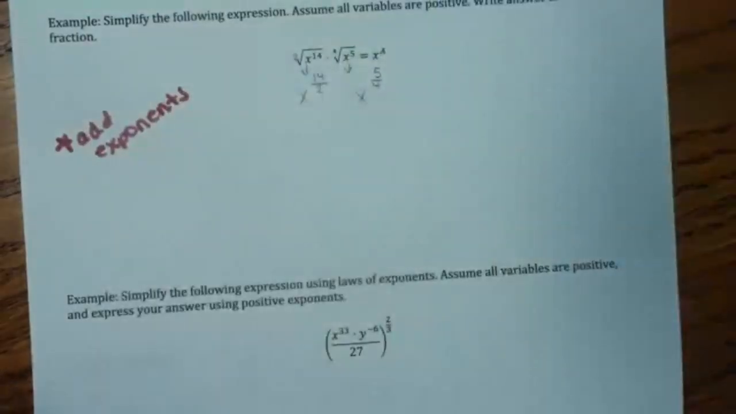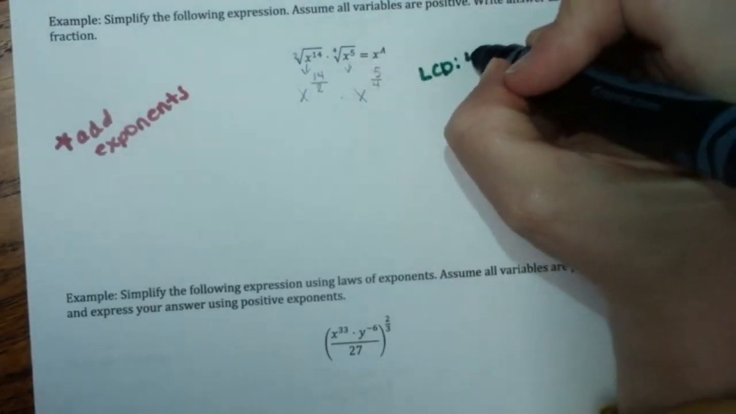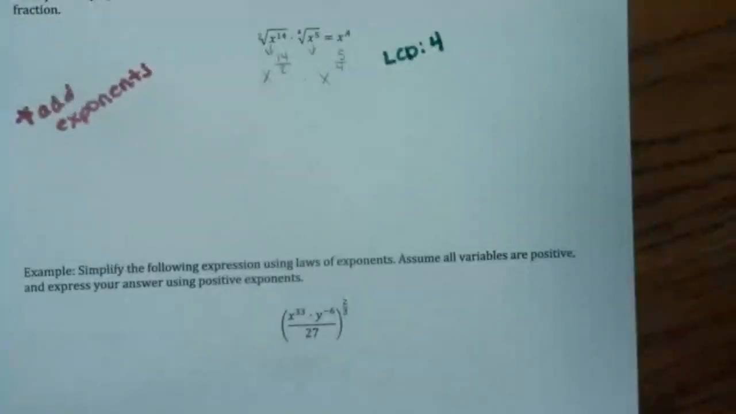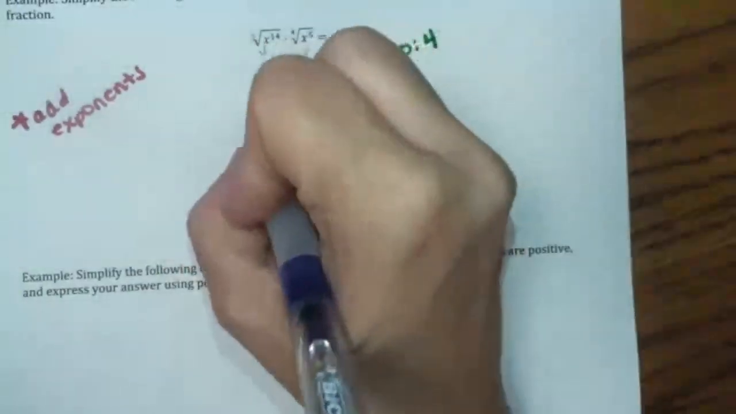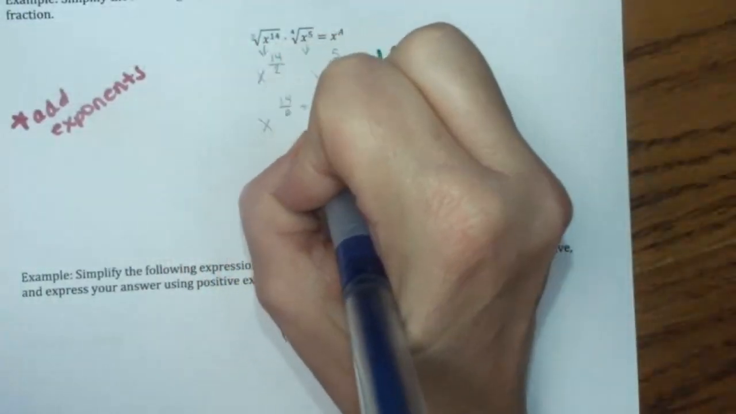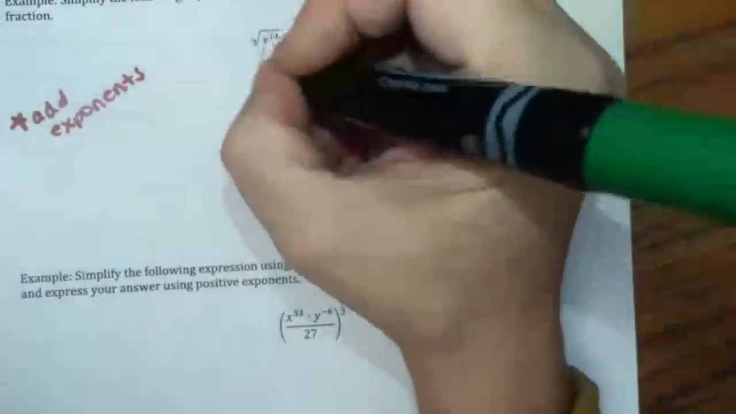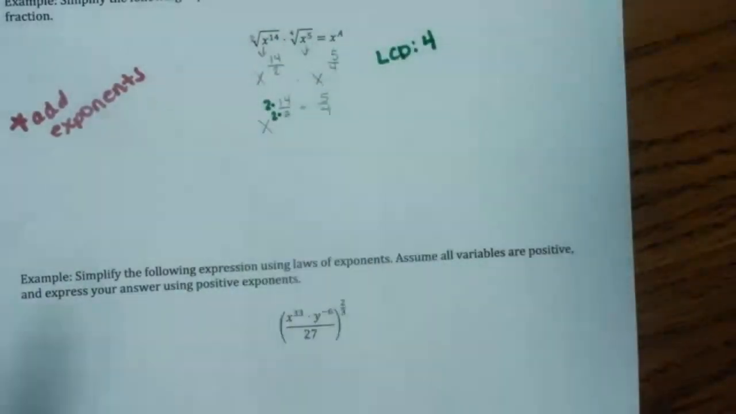Now I have 14 over 2. 14 divided by 2 is 7. So if you want to write 7, that's fine. I'm going to leave it. I'm going to simplify it at the very end because I know I'm about to get a common denominator anyways. So if we have 2 and 4, my LCD should be 4. Let's go ahead and add these exponents together. So x to the power of 14 divided by 2 plus 5 divided by 4. I can make this first denominator into 4 by multiplying the top and the bottom by 2. The second denominator is already 4, so it's good to go.